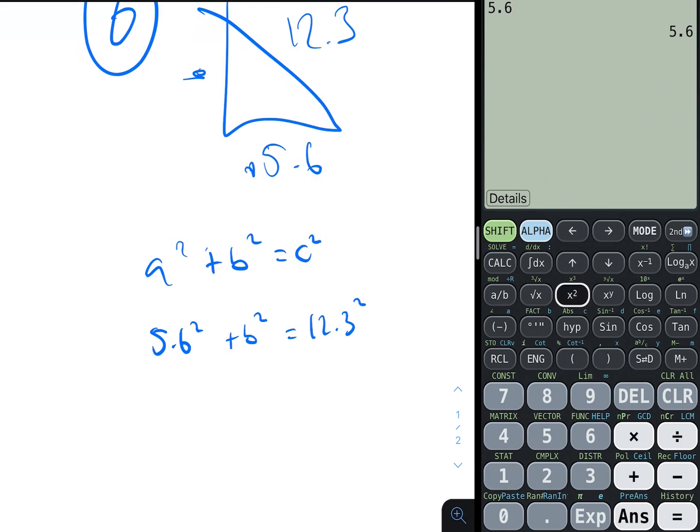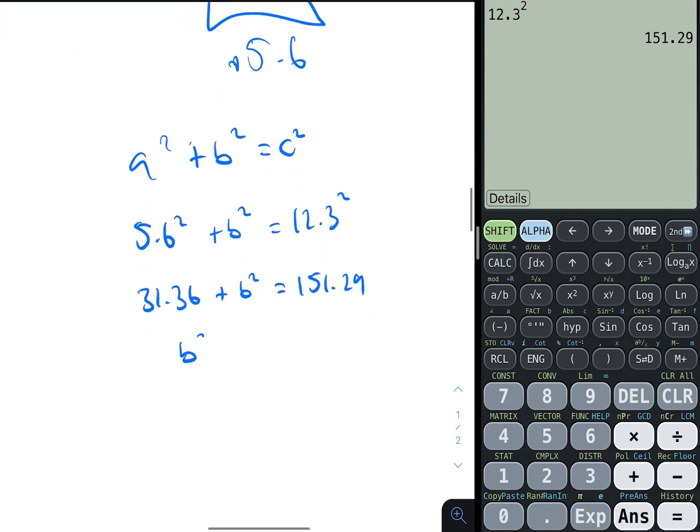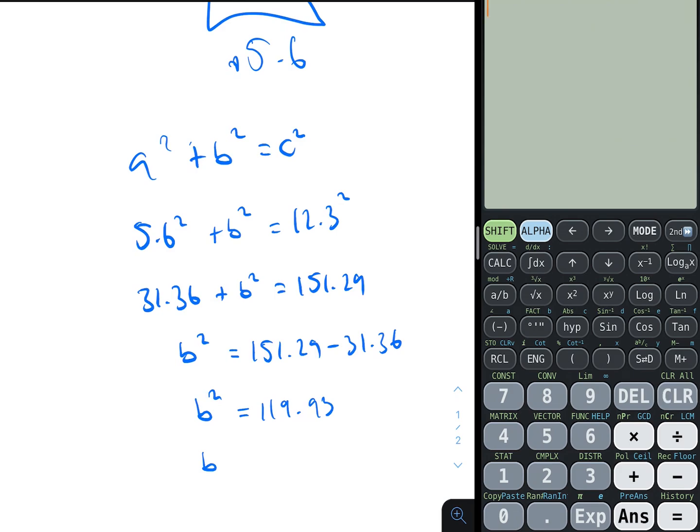So 5.6 squared is 31.36 plus b squared, which is equal to 12.3 squared, 151.29, and then b squared is equal to 151.29 minus 31.36, right, which is 119.93. That's b squared, and then so you got the square root of 119.93, which is equal to 10.9513 if you round it out.